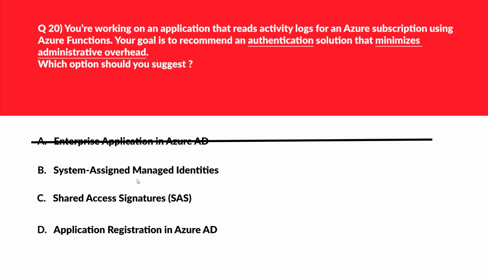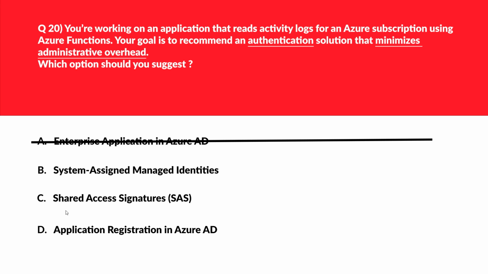Let's move to option B. B says system assigned managed entities. System assigned managed entities provide a way for Azure Functions to authenticate to other Azure services such as activity logs without the need for storing or managing secrets. This approach minimizes administrative effort because the identity is tied directly to the Azure Function service and is automatically managed by Azure. When the Azure Functions instance is deleted, the associated managed entity will also be removed. So let's park this option aside for the time being.